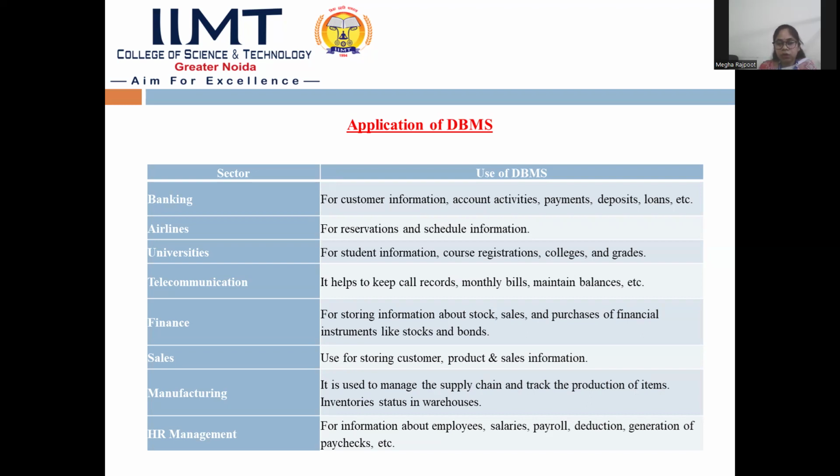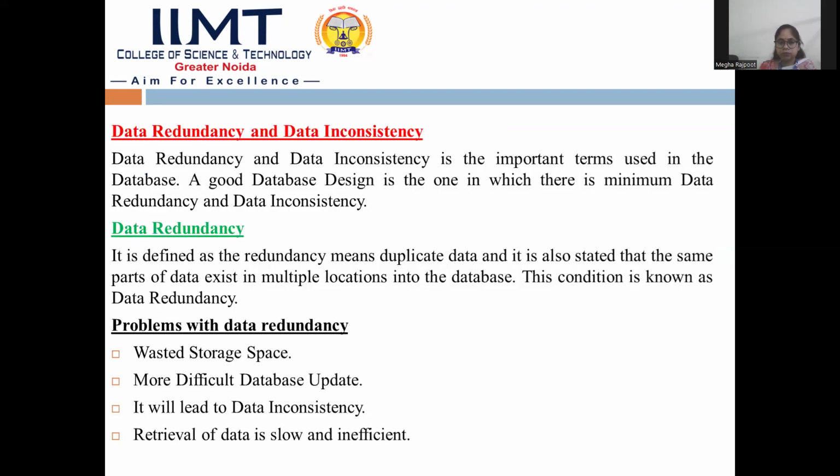So there are lots of applications of DBMS which we use on a regular basis. Now, the next topic is what is data redundancy and what is data inconsistency. Data redundancy and data inconsistency are important terms used in the database. A good database design is one in which there is minimum data redundancy and data inconsistency. We can say the best database is one that reduces data redundancy and follows data consistency; this is the best DBMS.